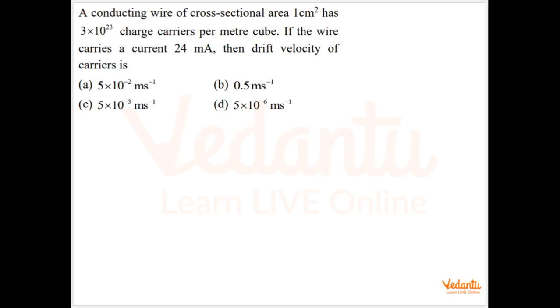In this question, a conducting wire of cross-sectional area 1 centimeter square has 3 into 10 raised to the power 23 charge carriers per meter cube. If the wire carries a current of 24 milliamperes, then the drift velocity of the carriers is what? So, my dear bachcha log, here I will just say that current I is given by the formula I is equal to neAvd. So in order to calculate the drift velocity, I will just rearrange the terms. vd will be equal to I upon n into e into A. Now according to the question beta, the current is 24 milliamperes.